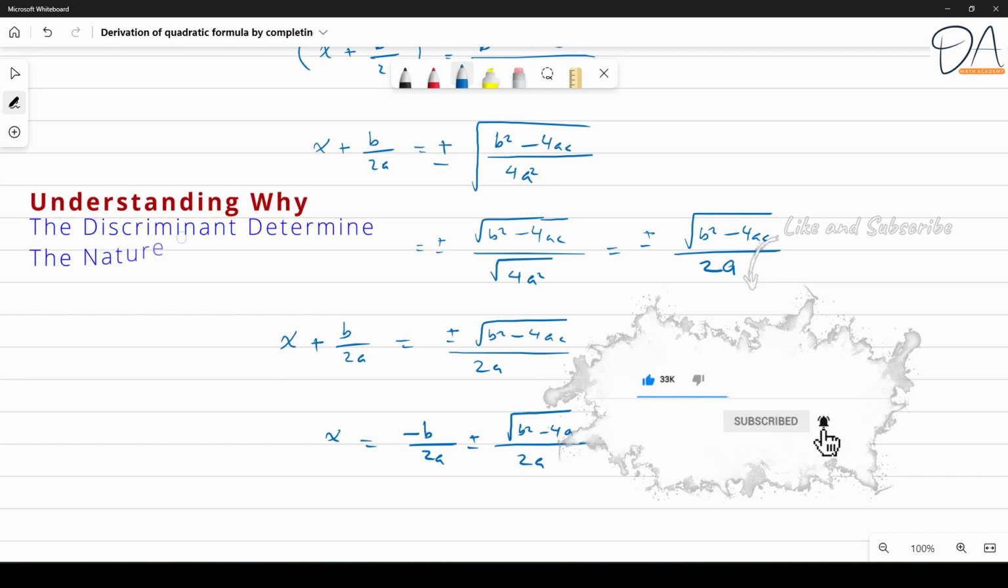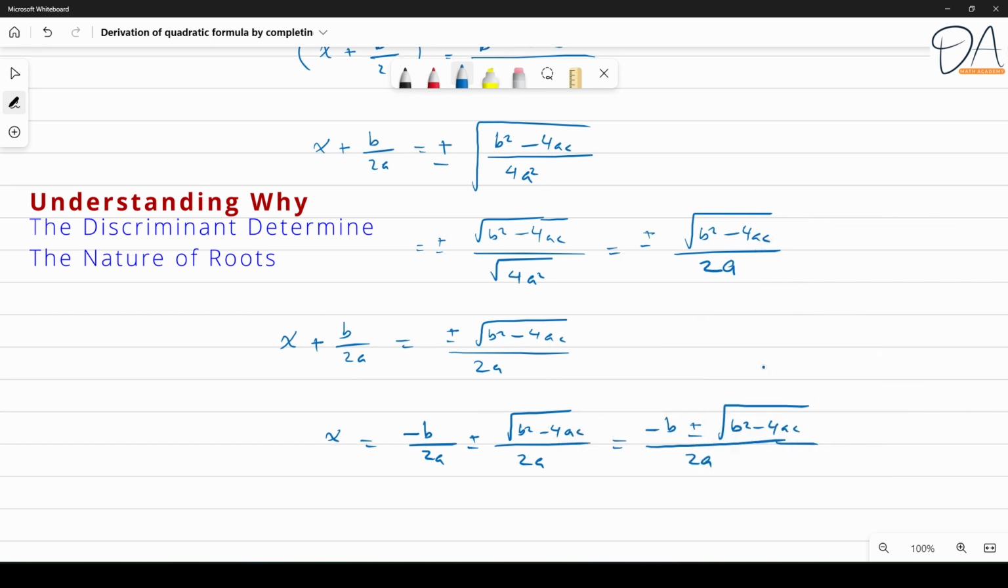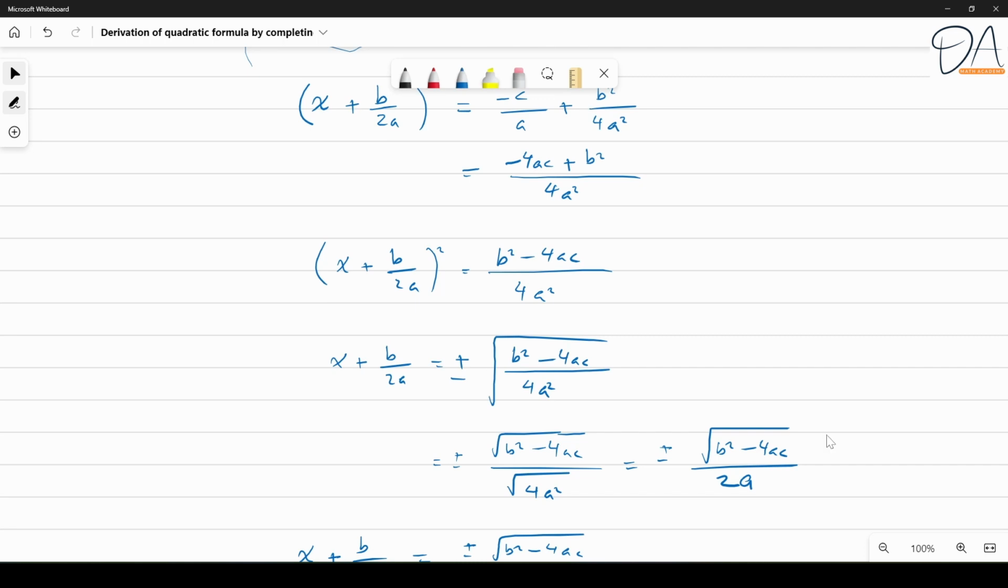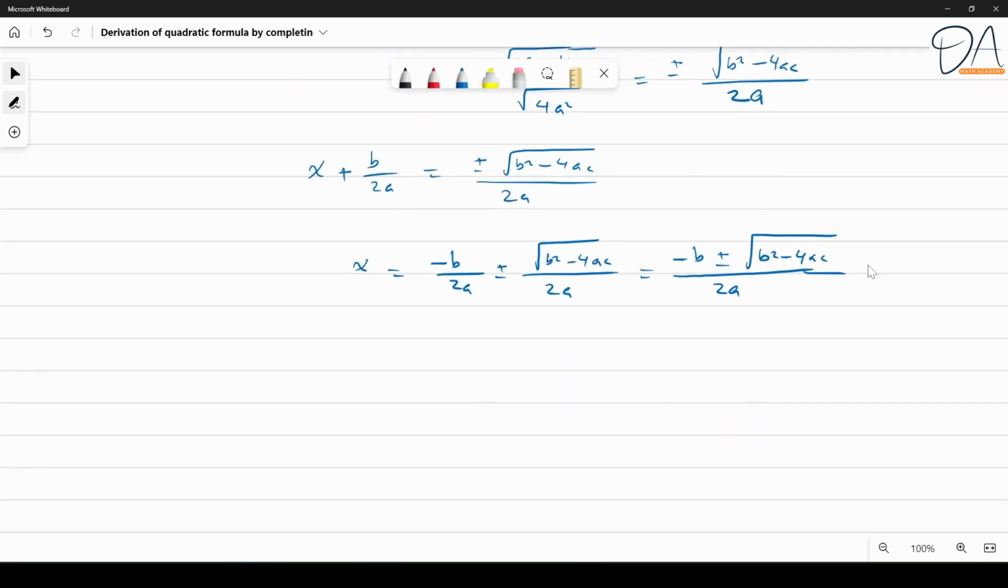So now let's look at why the discriminant determines the roots. To do that, we need the following equation that we get when we are trying to derive the quadratic formula. So let me rewrite that. We'll start with this equation. This was part of the derivation. We find that x plus b over 2a squared is equal to b squared minus 4ac divided by 4a squared.